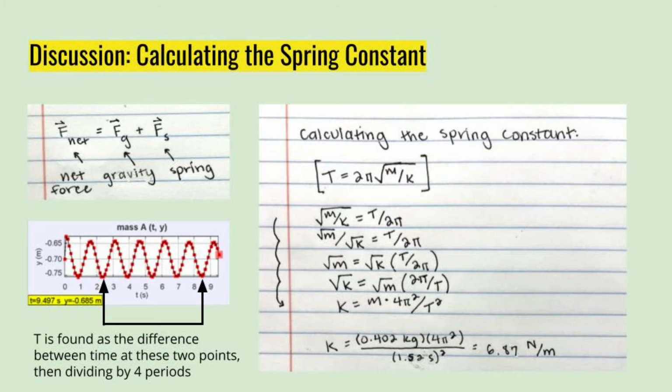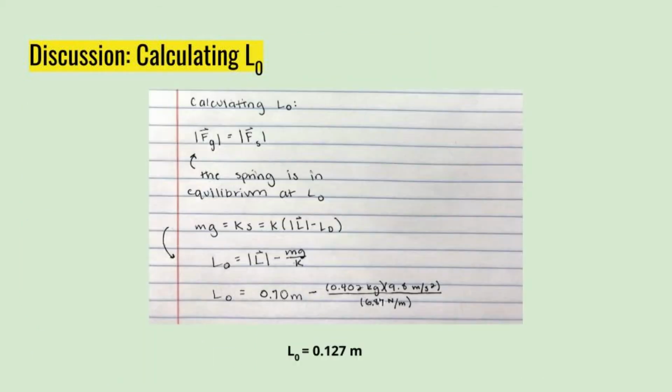per meter. The other value that is necessary to create a computational model is the length of the relaxed spring, or L0. When the spring is in its relaxed state, the force of gravity is equal to the force of the spring. Setting these two formulas equal to one another allowed me to solve for L0, which is 0.127 meters.